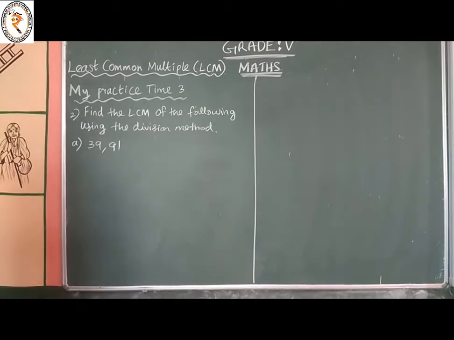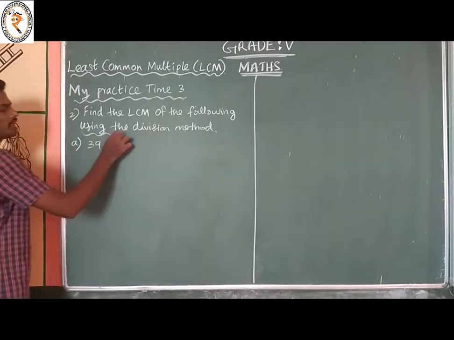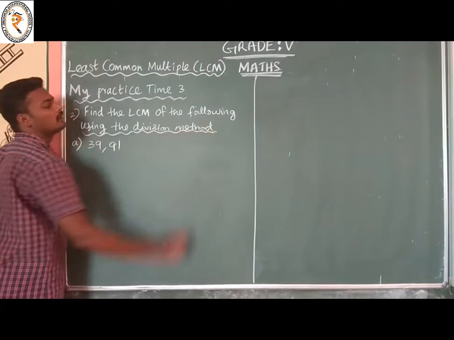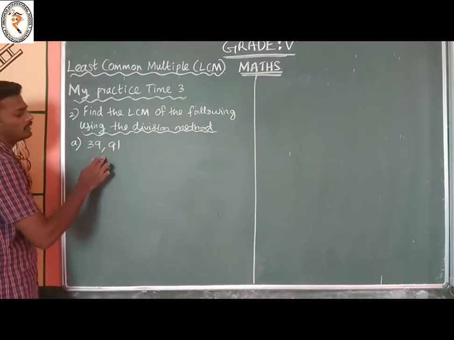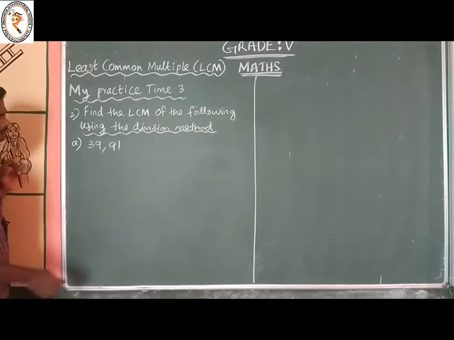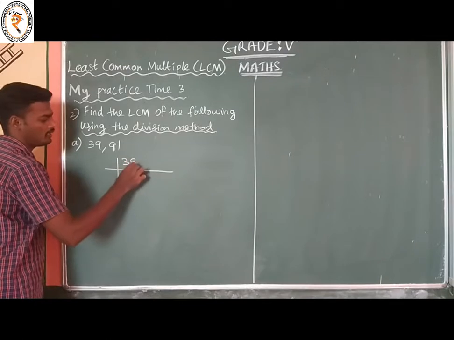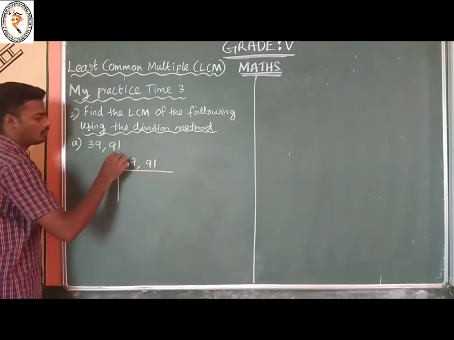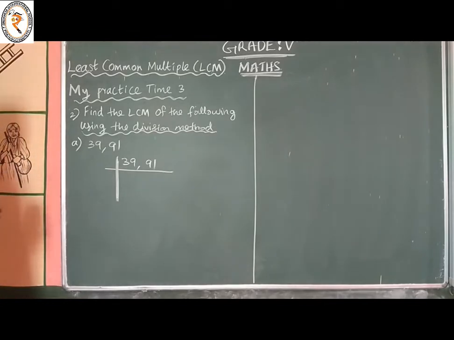Question number 2: find the LCM of the following using the division method. Second method, the division method. Find the LCM of 39 and 91. First, 39 and 91 in the common table.